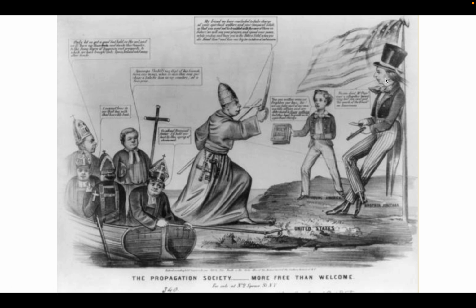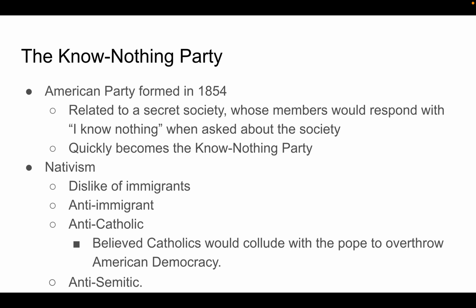The good Protestants of America. And this fear of Catholics and this fear of immigrants is what forms another political party known as the Know Nothing Party, or formerly known as the American Party. So it sounds all nice and patriotic, right? The American Party, but they were kind of a bigoted group of people.